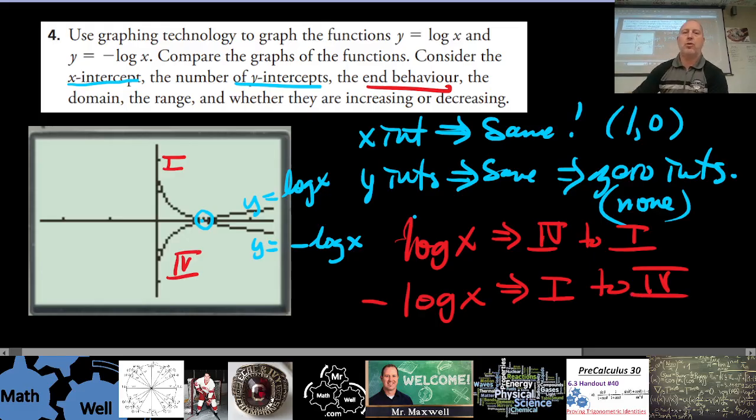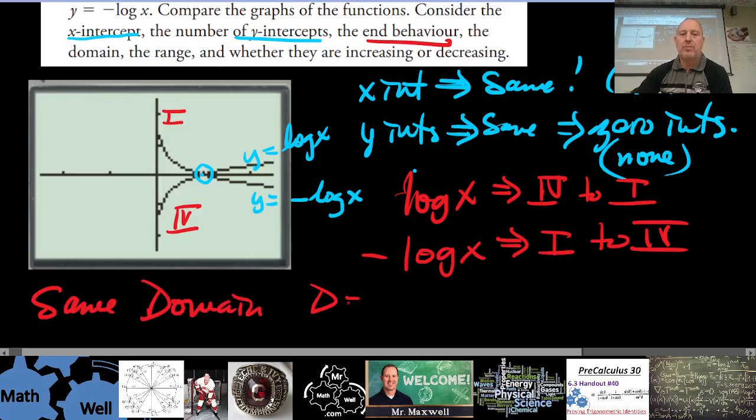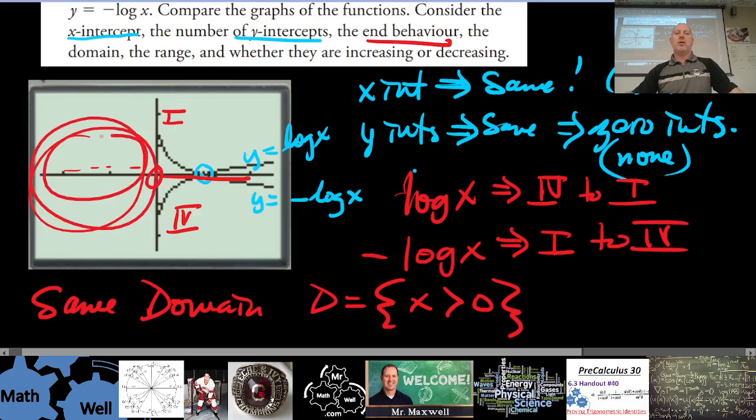All right, so domain is the next one. Domain should be the same, right? So they're the same for domain. And that's going to be x is greater than 0. So no negatives and no 0, but everything beyond that. Do you guys understand why there's no negatives for the x? Why the graph doesn't exist over here at all?